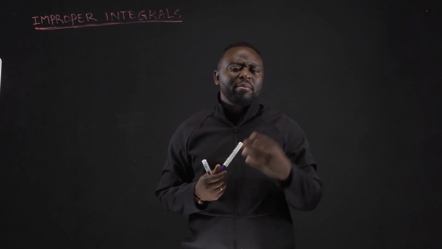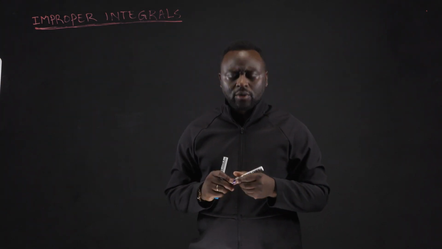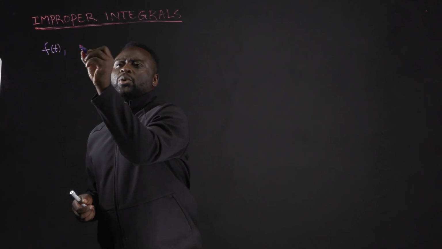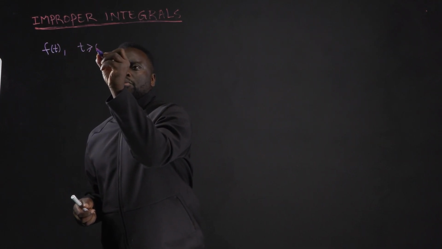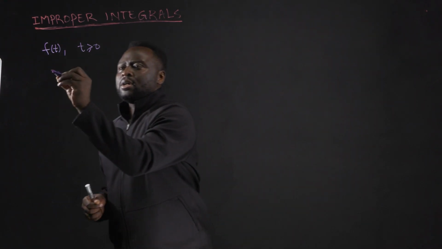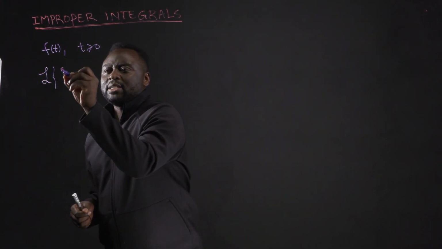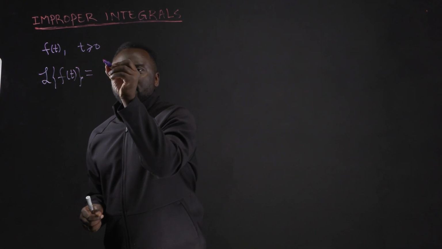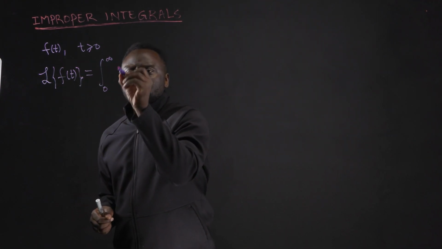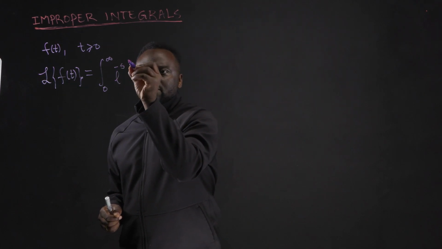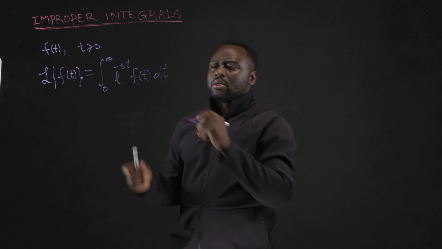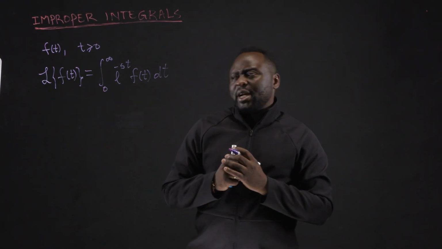So remember that by definition we say that the Laplace transform for a function f of t, with t positive or 0, is denoted by this and given by the following formula: the integral from 0 to infinity of e to the power minus st f of t dt. Right, this is what we have by definition.